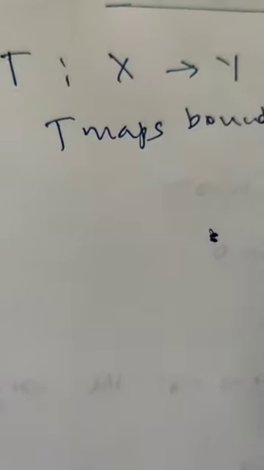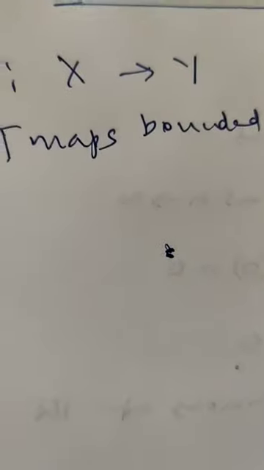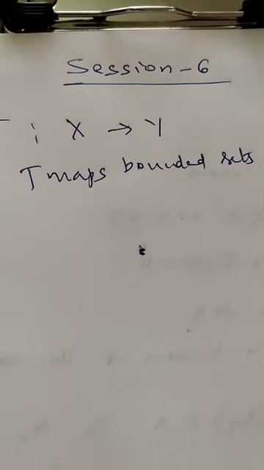So, in this class, let's discuss bounded sets and the transformation which maps bounded sets onto bounded sets. Suppose we have a transformation T from a normed linear space X to a normed linear space Y. Then suppose T maps bounded sets of X into bounded sets. So the problem is here.